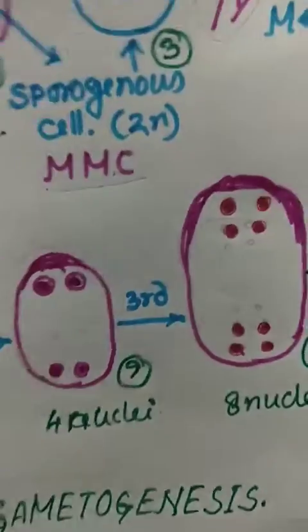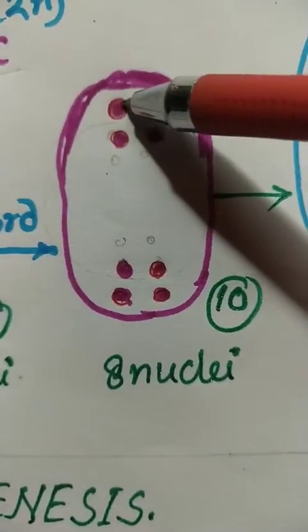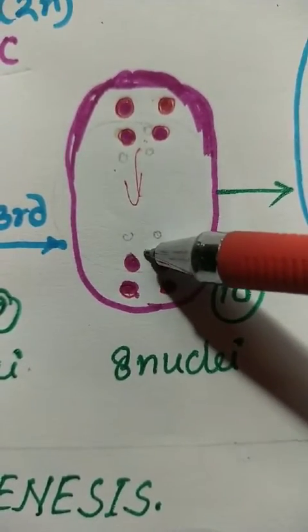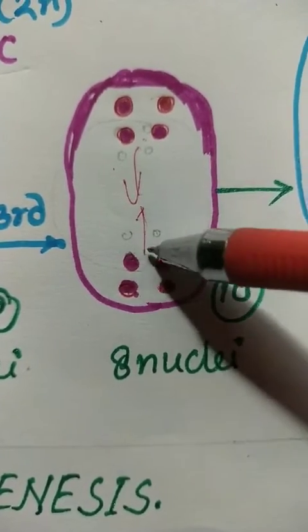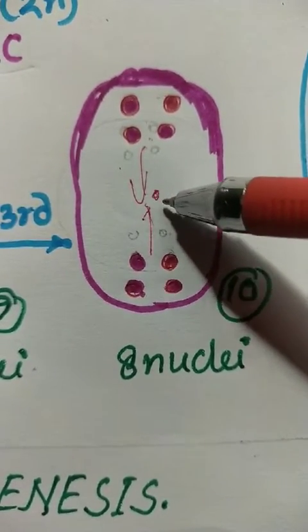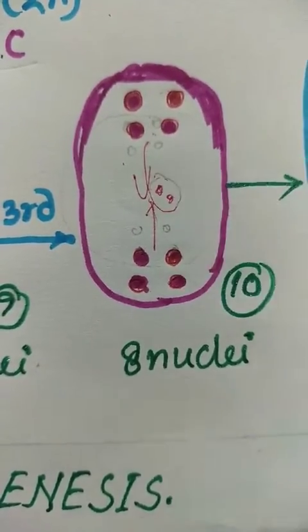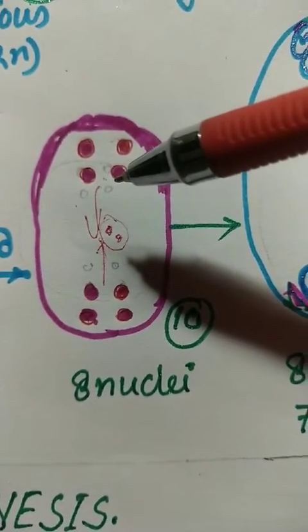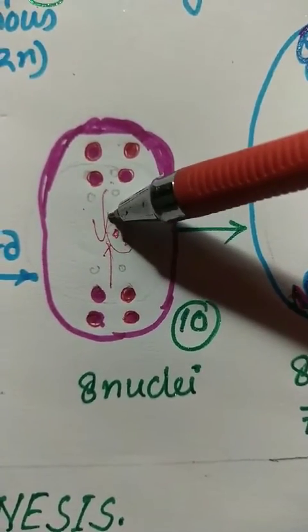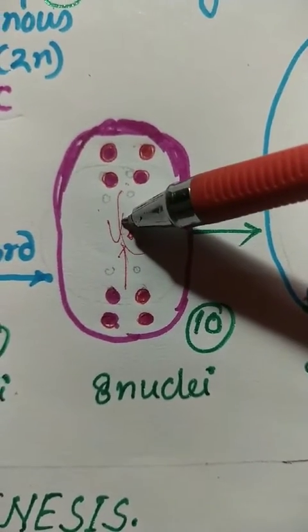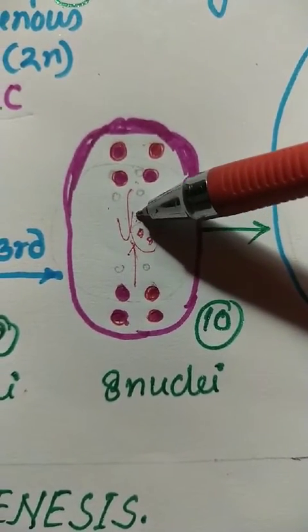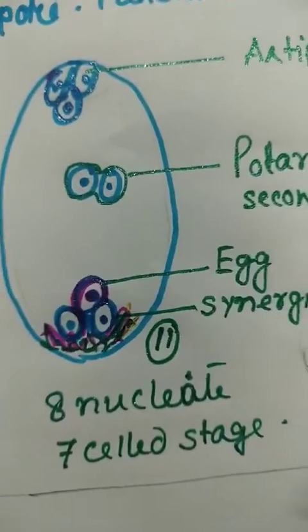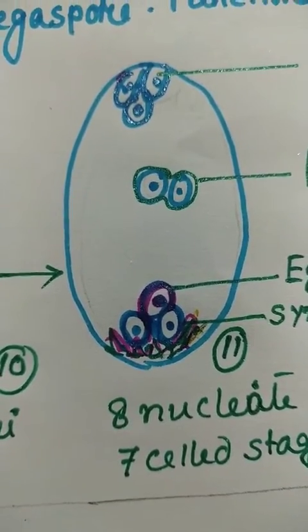Then 1 nucleus from each pole, these 4 nuclei, 1 from each pole, move to the center. So here we have 2 nuclei in the center. These 2 nuclei are known as polar nuclei, located in the center, and they are not fused, but a common wall is formed like this. This is called the secondary nucleus or definitive nucleus. You see, this is the final structure of an embryo sac.